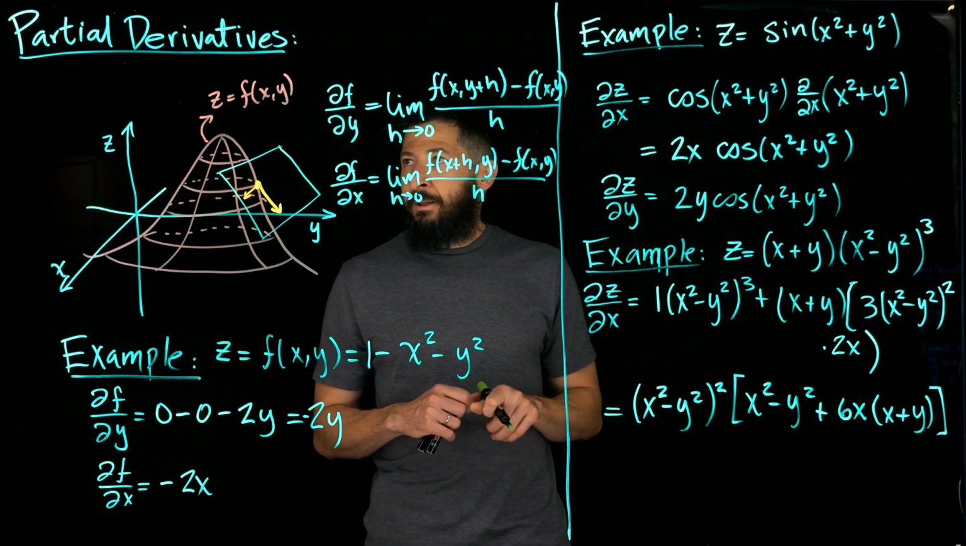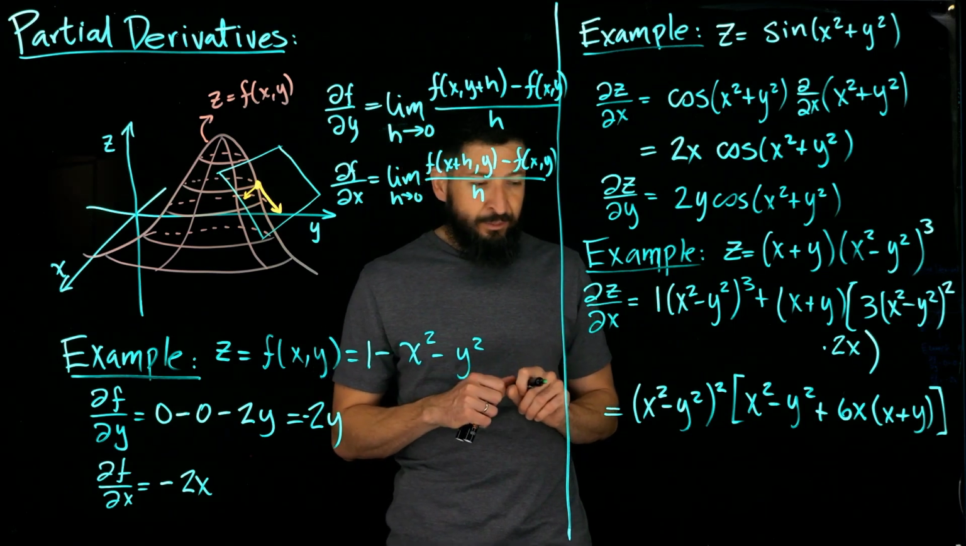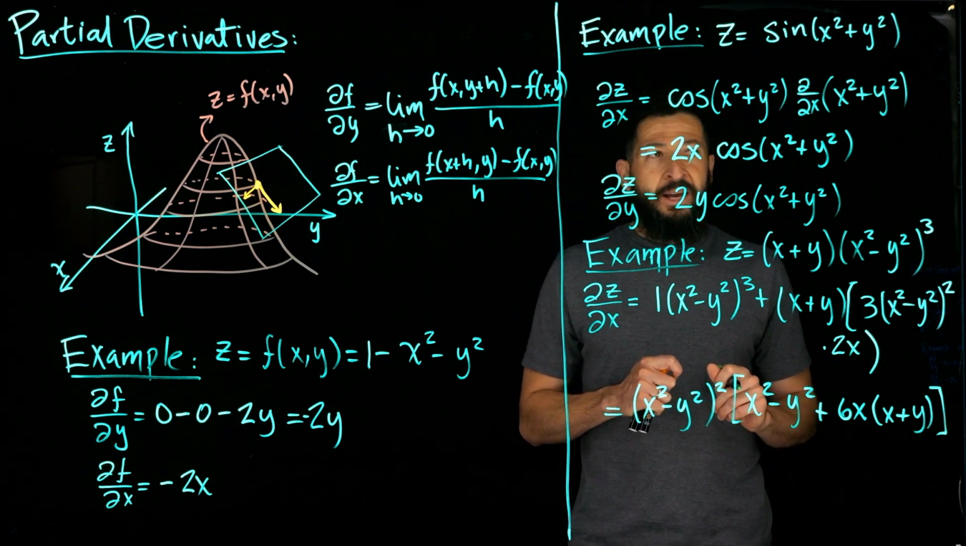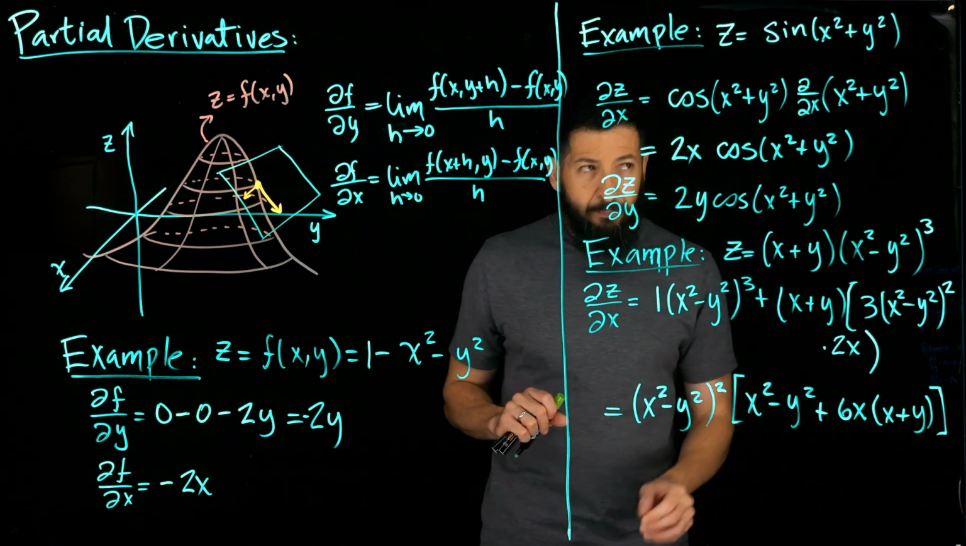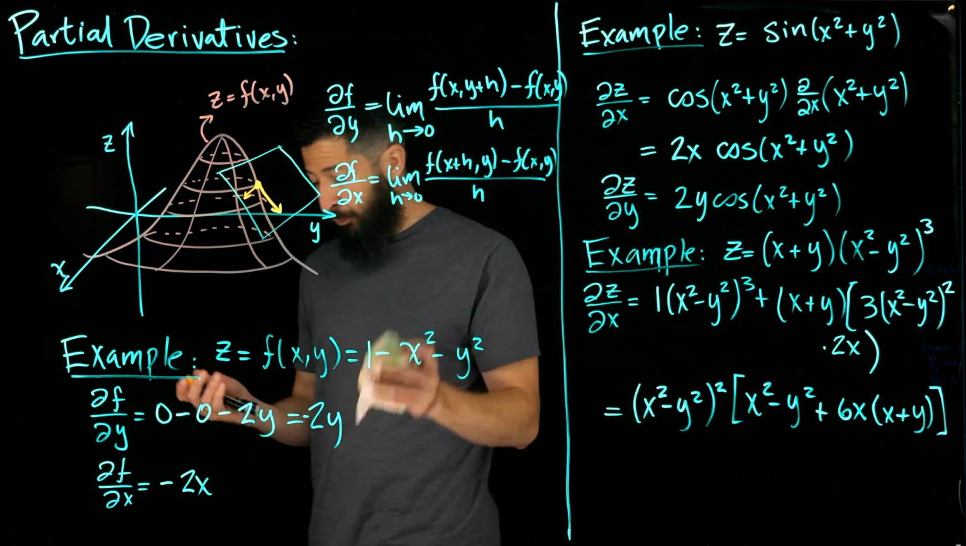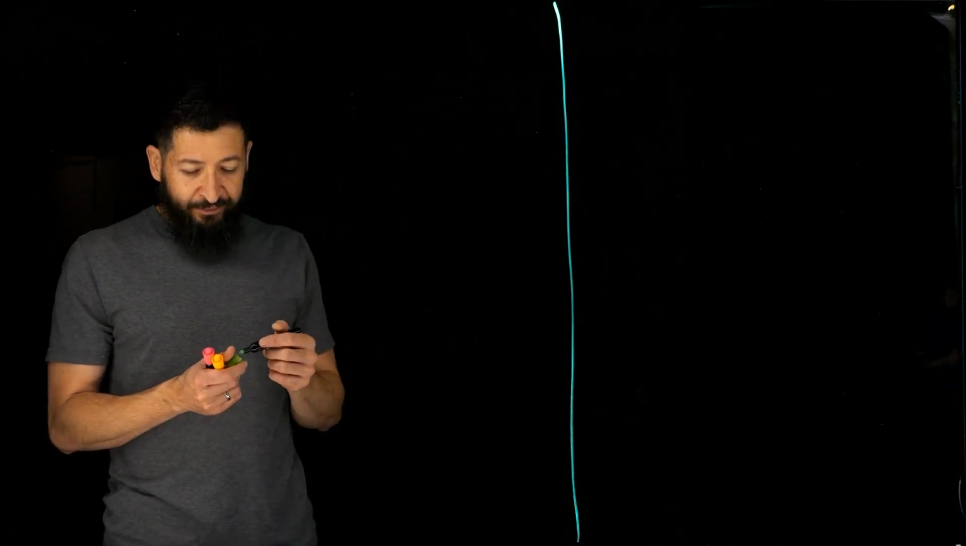All right. Now let's talk about how implicit differentiation is any different from partial derivatives. So let me erase this and we'll talk about it in 1 minute. All right. So now let's talk about implicit differentiation versus partial derivatives.